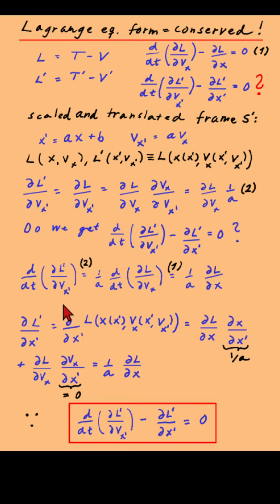We look at this, okay, and this we just calculated here, 1 over a, and then you put it in here, and you get this, because this factor here is nothing else than this, in the S system, so that's the dL/dx. So that's what we write here, and then we look at that one, the term here, dL prime, and it turns out you get exactly the same, 1 over a dL/dx, like this, and this minus this is obviously 0.